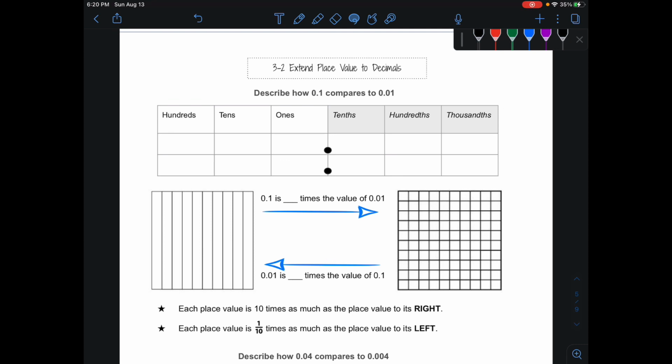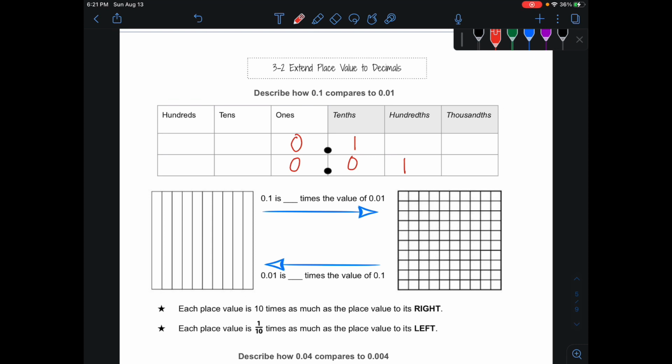Describe how 0.1 compares to 0.01. So we're going to go ahead and write this into the place value boxes. So 0.1, we have our decimal, and 1. So that means that we have 1/10. Alright, and then 0.01 means that we have 0 ones, 0 tenths, but 1 hundredths.